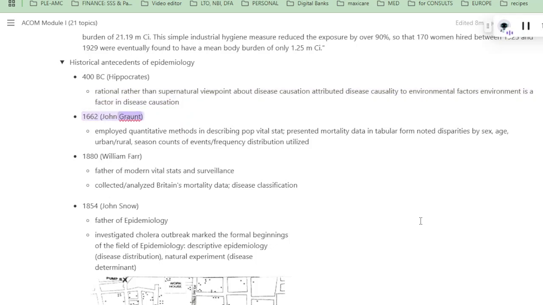1662, John Graunt employed quantitative methods in describing population vital statistics. He presented mortality data in tabular form and noted disparities by sex, age, urban/rural, and season. Counts of events and frequency distributions were utilized. 1880, William Farr, father of modern vital statistics and surveillance, collected and analyzed Britain's mortality data and disease classification.